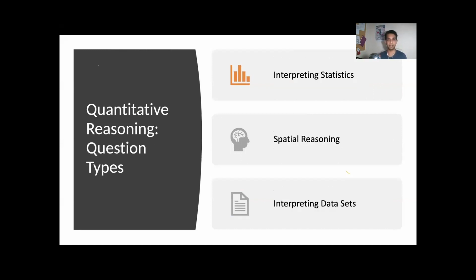Moving on to the different types, there could be interpreting statistics, so being given a graph or chart. Spatial reasoning: you could be given a net of a shape and asked to figure out which can create a certain shape and which would look like that. That comes under quantitative reasoning. And interpreting data sets: you'll be given multiple data sets and asked questions on them.